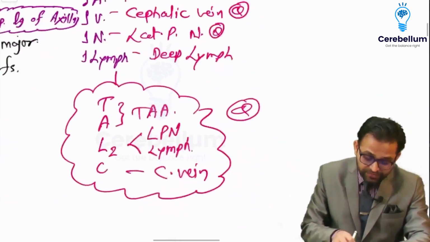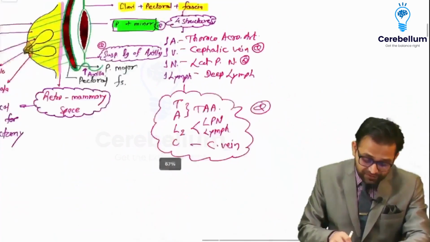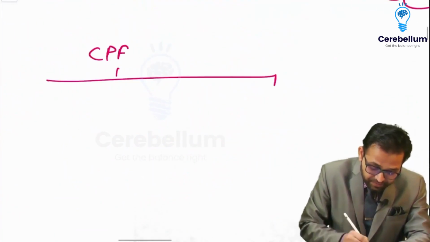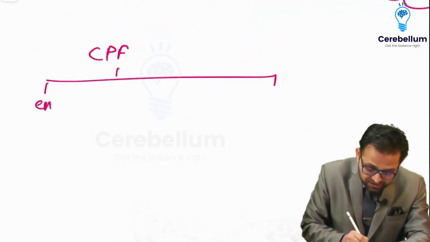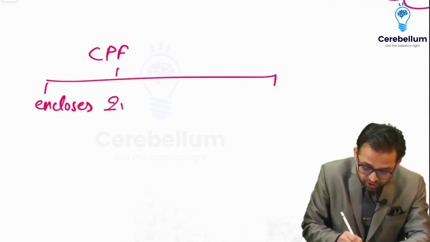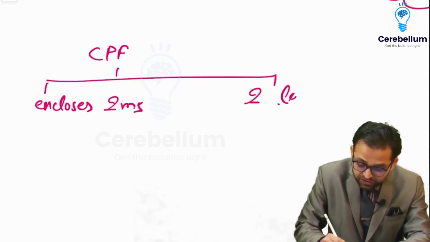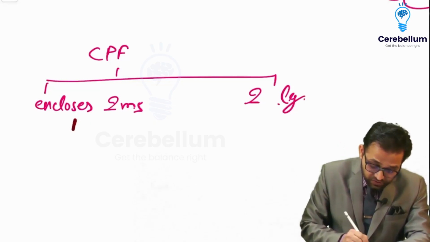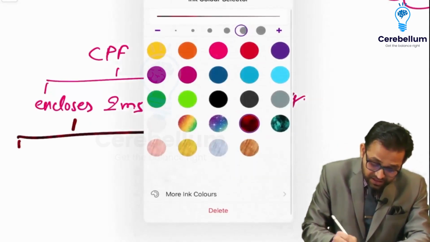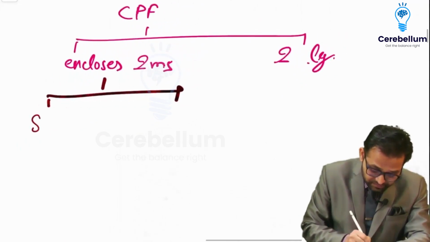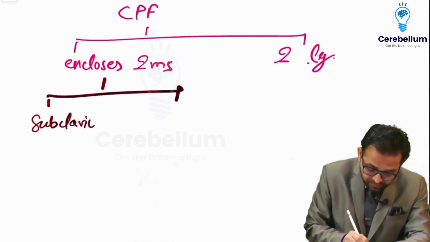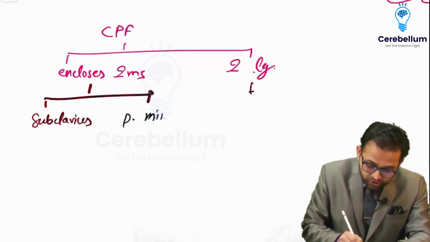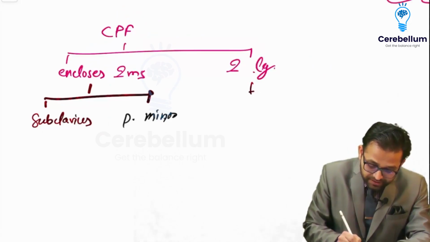What you have to remember? The four structures pierced by the clavipectoral fascia. But also, the clavipectoral fascia, magic of two: it encloses two muscles and forms two ligament modifications. What are the two muscles? You can remember, sir. These are the subclavius, and another one is your pectoralis minor.